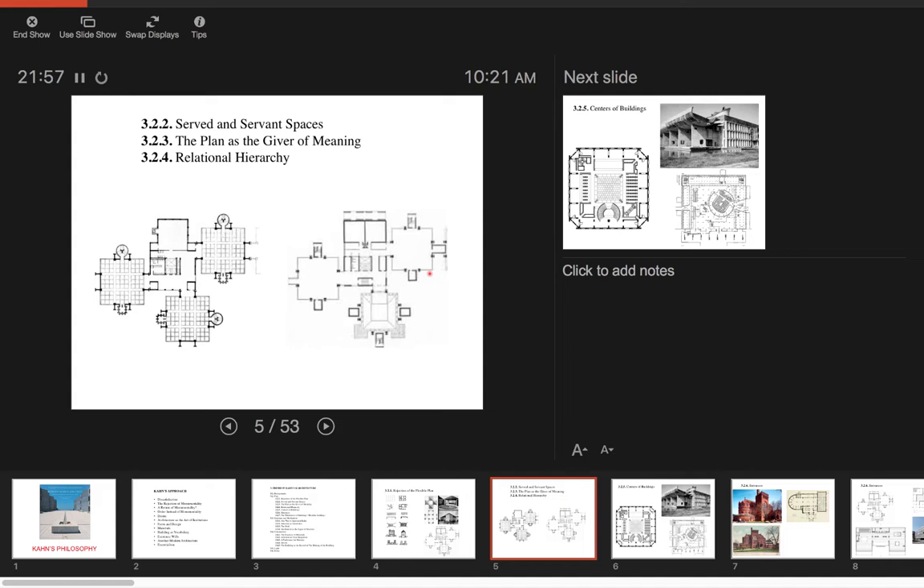Everybody knows what a fractal is? A fractal is a self-similar geometry. And in fact, Kahn is in touch with Aldo van Eyck at this time, who does this in his Amsterdam orphanage. So that's relational hierarchy. Big, medium, small, tiny.